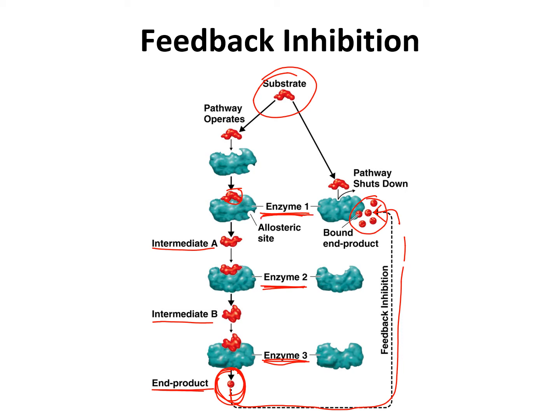And when it does bind to the allosteric site of the first enzyme, it's going to change the shape of the enzyme so it can no longer bind to the substrate. And that's going to shut down the pathway. Because if enzyme number 1 does not catalyze its reaction, then there's nothing for enzyme 2 to work on. And if enzyme 2 has no reaction to catalyze, there's nothing for enzyme number 3 to work on, and you stop making that end product.